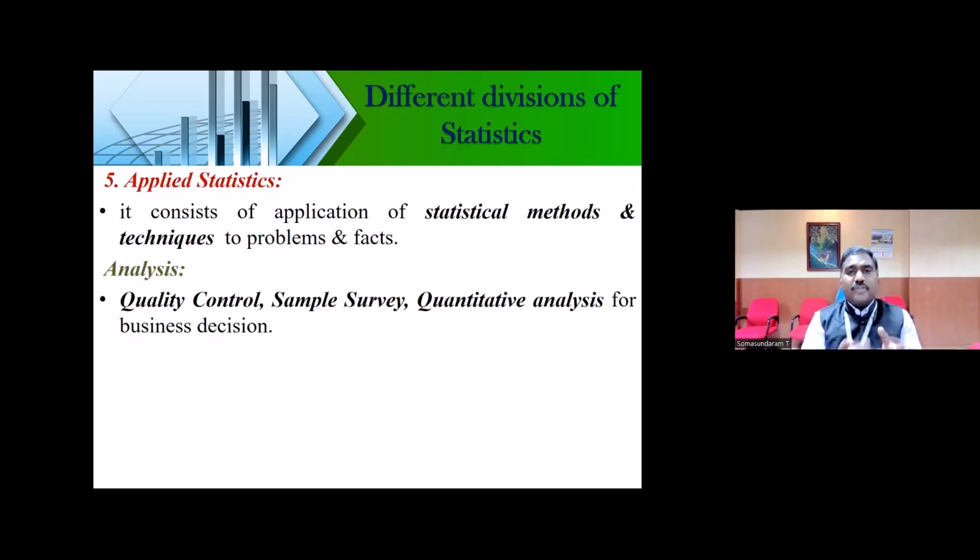Especially for quality control, if you take a production department, to maintain the quality and bring the standard in the quality, they will be using quality control charts, which are called P chart, C chart, NP chart. These are the charts which come under the quality control techniques. To use these, they will be using applied statistics. So these are all the 5 divisions of statistics that are available.